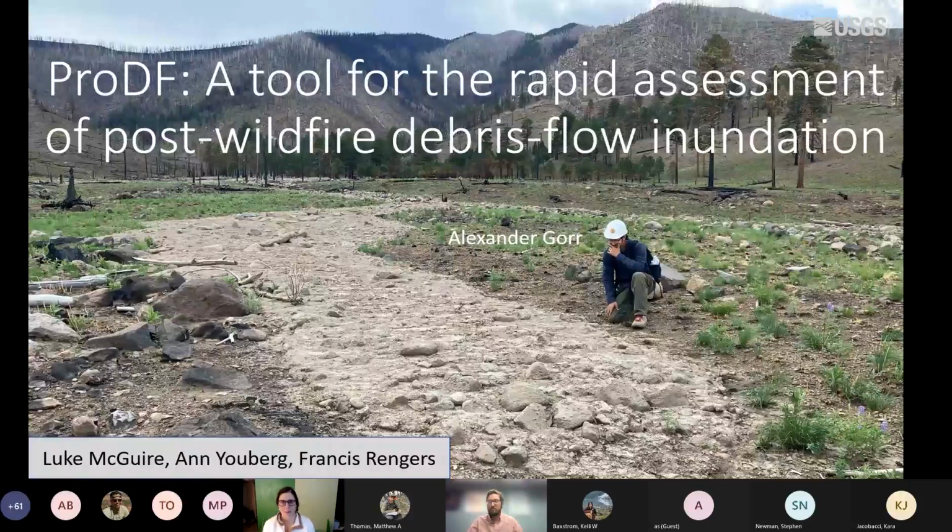Thanks, Matt. I'm Katie Barnhart, also part of the Landslide Hazards Program here in Golden, and it is my distinct pleasure to introduce Alex Gore, today's speaker. Alex received his bachelor's in geological sciences from the University of South Carolina and is presently pursuing a PhD in geosciences from the University of Arizona.